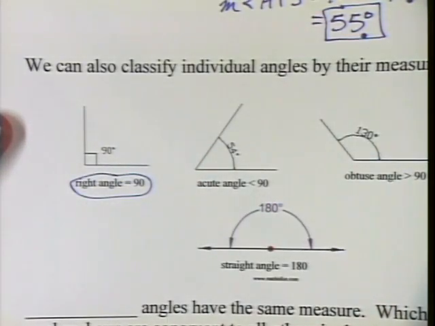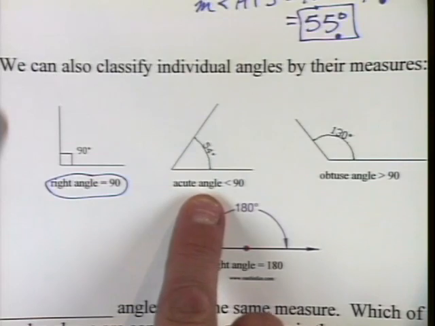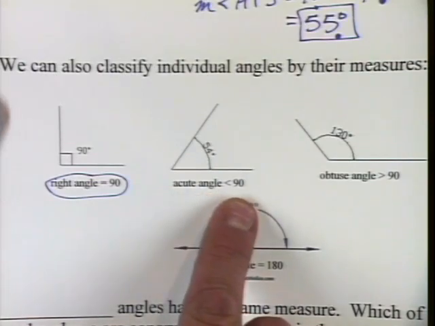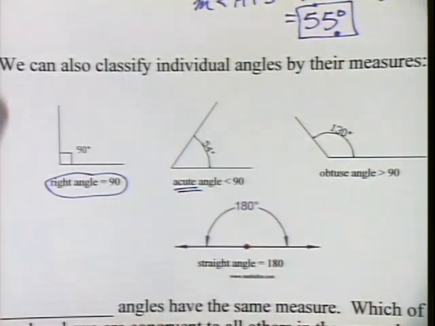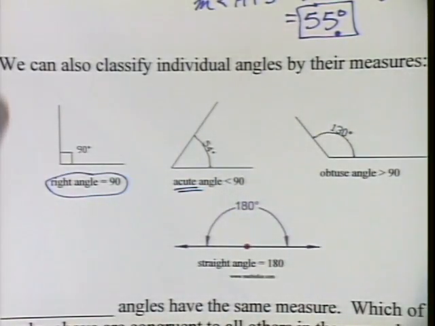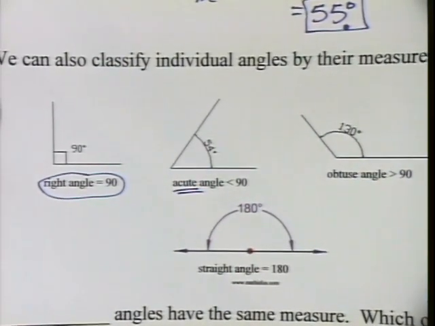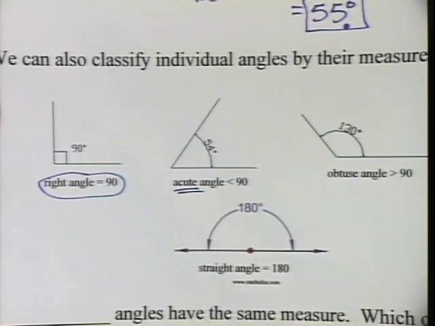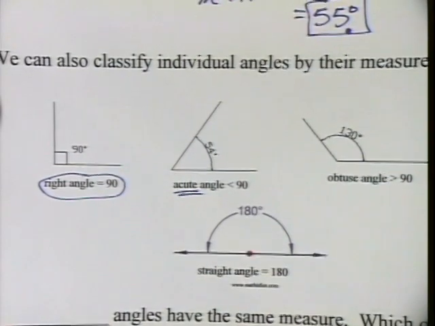Now, in relation to 90 degrees, we can have an angle that measures smaller than 90 degrees, or less than 90 degrees, and these are called acute angles. So any angle smaller than 90. For example, right here we have a 54-degree angle. That's an acute angle. Some other acute angles could be 23, 21, 57, anything smaller than 90.